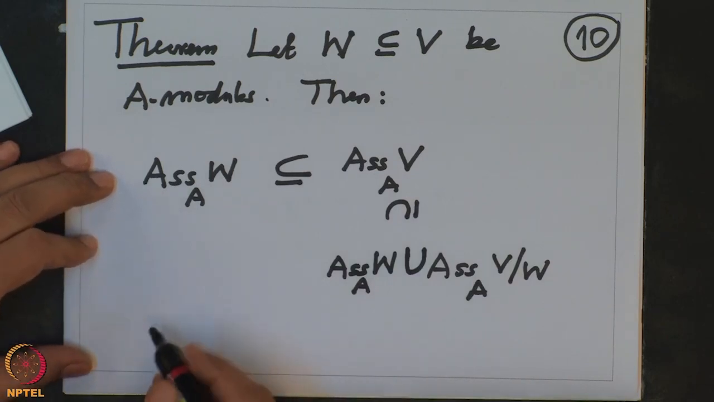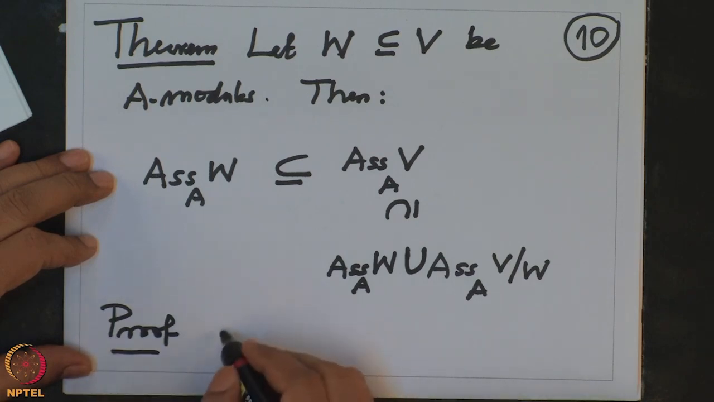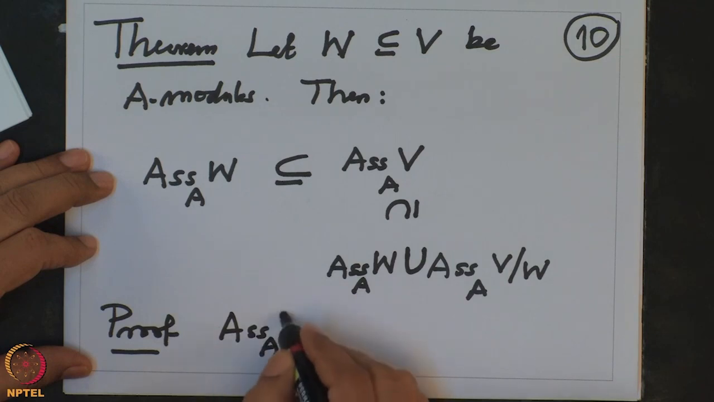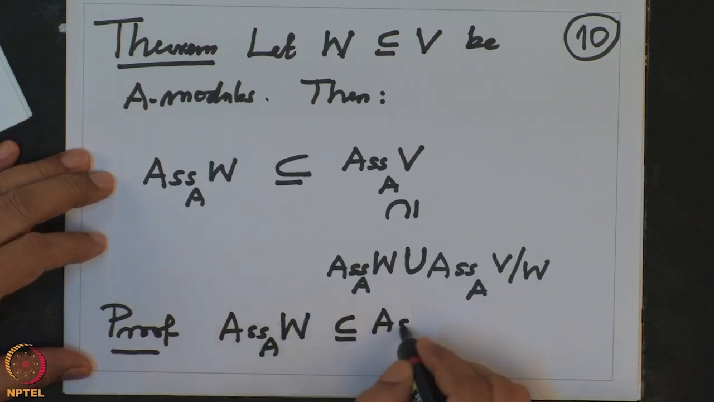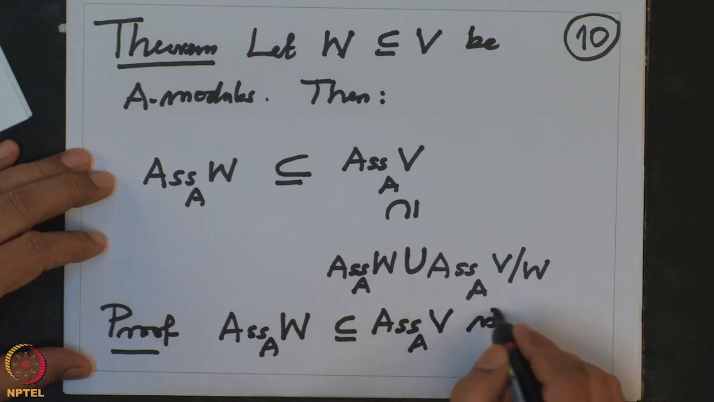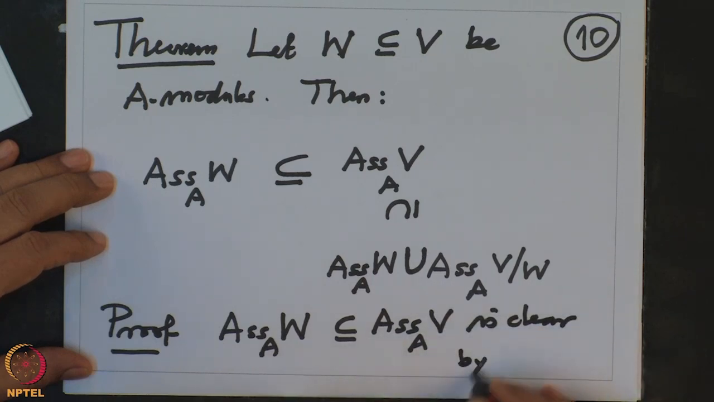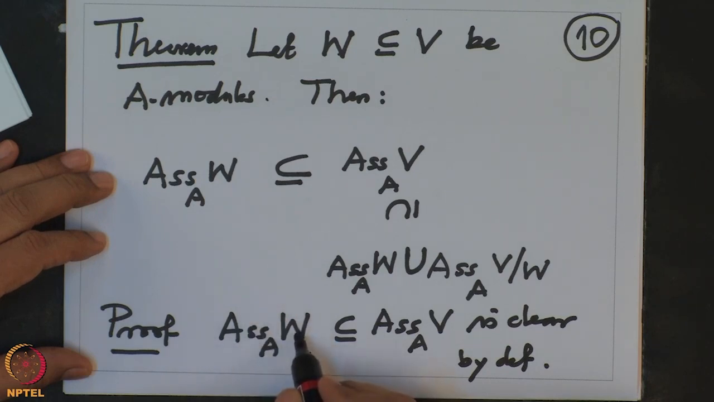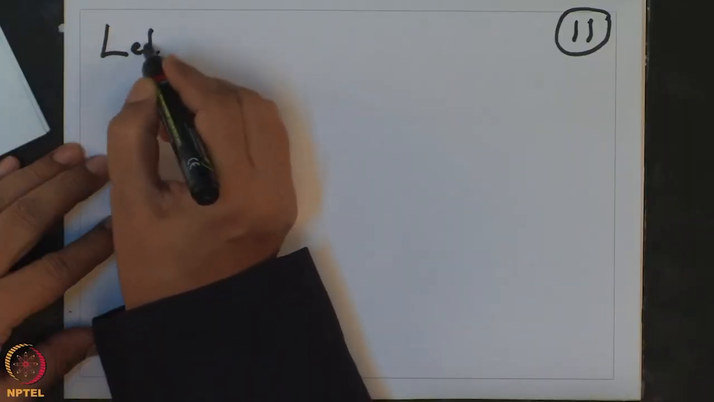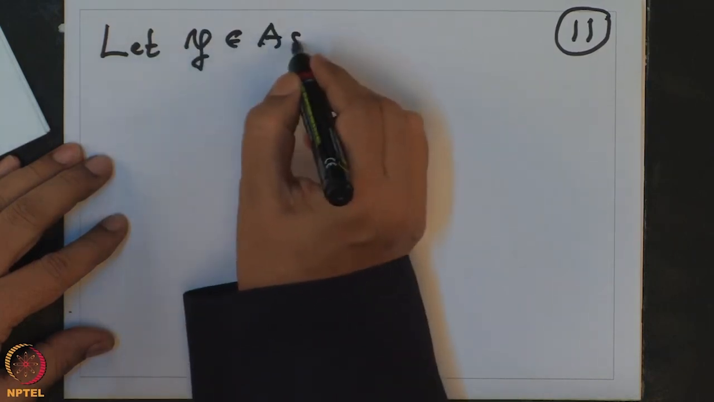So proof, by definition, this inclusion is very clear, by definition of association. Because this means what? If you take an element here, it's a prime ideal which is an annihilator of some element in W. But the same element in W is also an element in V. So therefore, it is an annihilator of some element in V. So this one is very clear. So the next one, let P belong to the associated prime ideals of V.